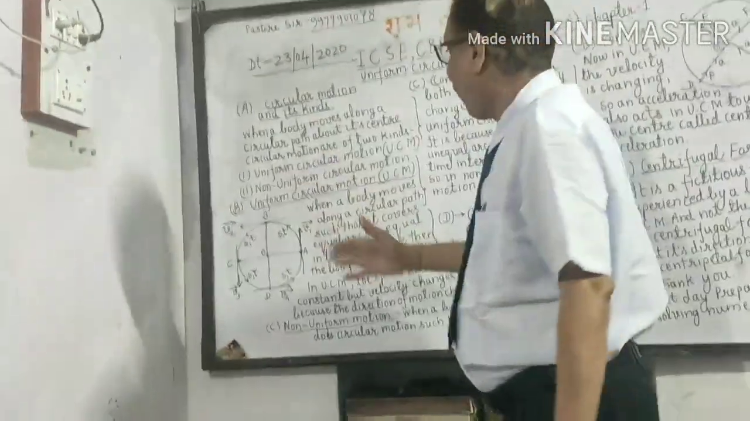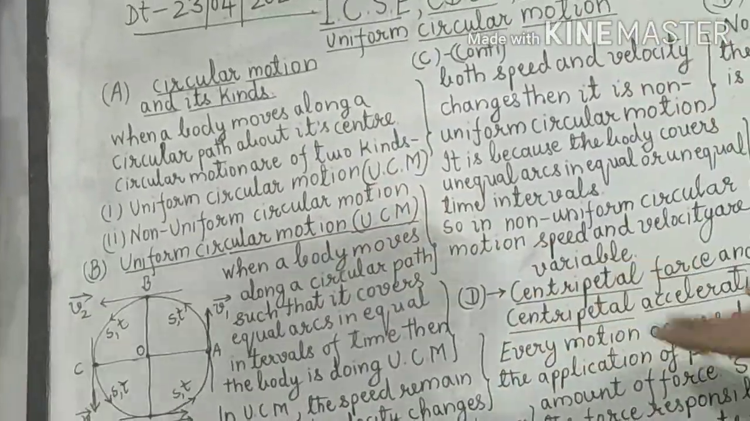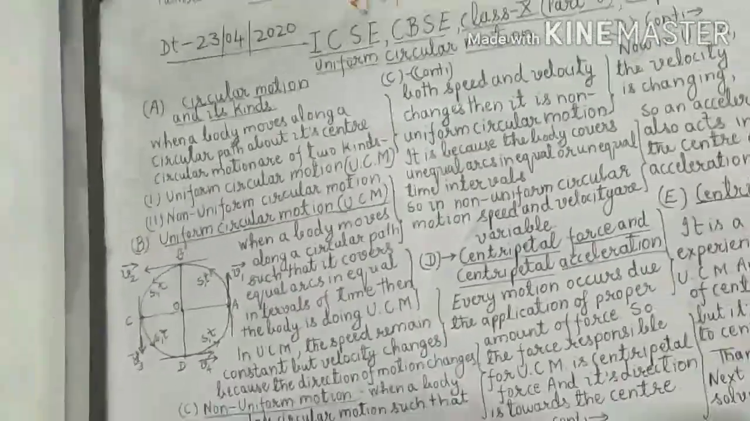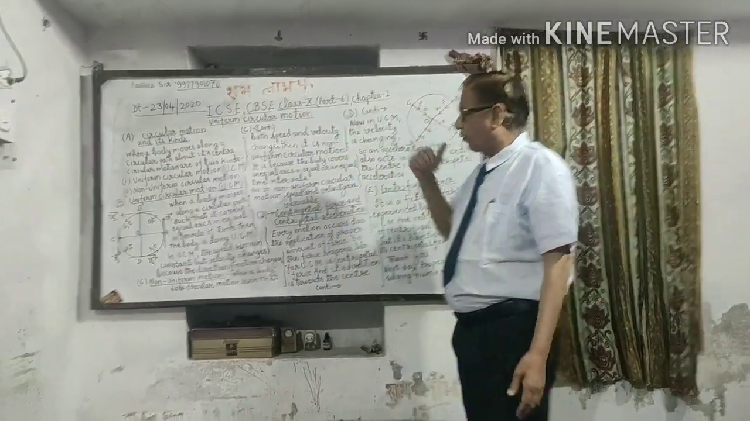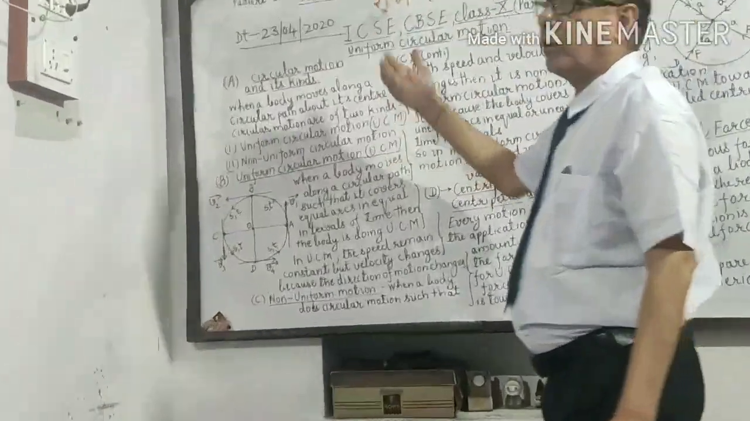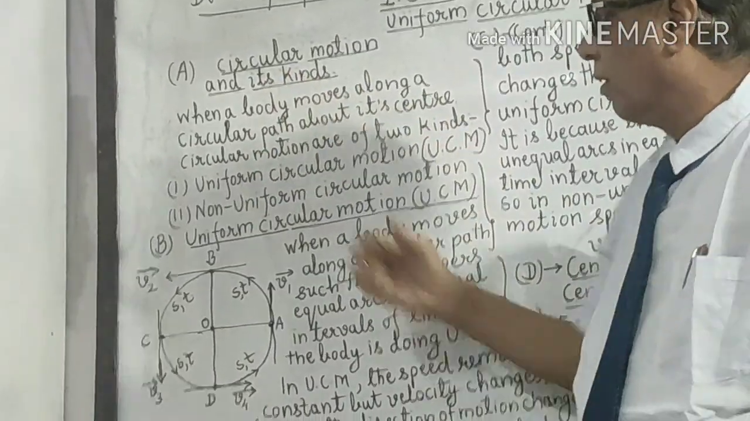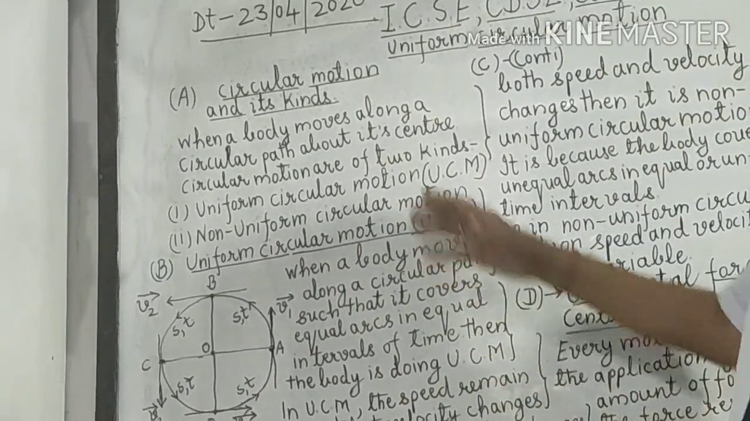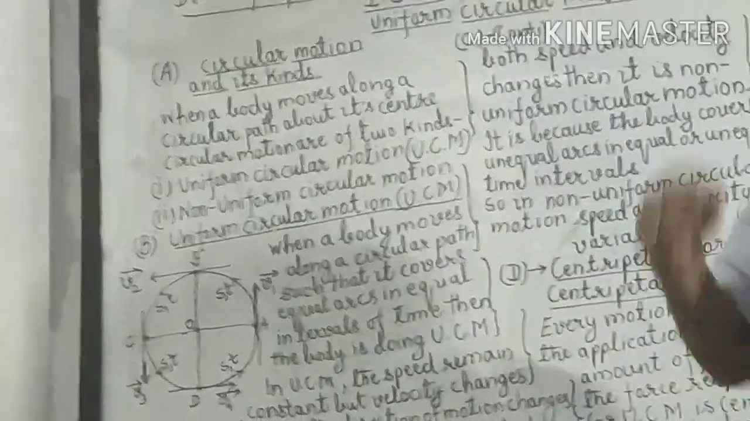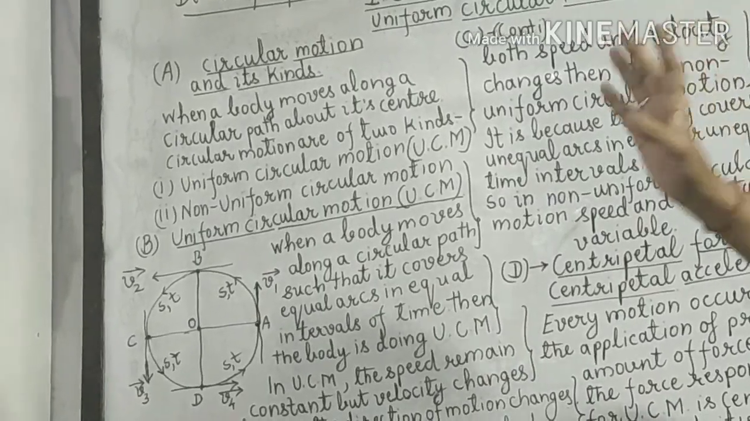Now I start. This is the first part, A, circular motion and its kinds. I have already told you that when you apply a proper amount of force, the body changes its place, it comes in motion. There are several kinds of motion, and circular motion is one of them. How can you define circular motion? When a body moves along a circular path about its center, every circle has a center, then it is called circular motion.